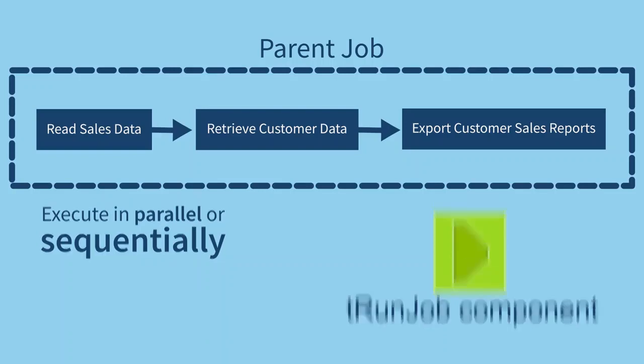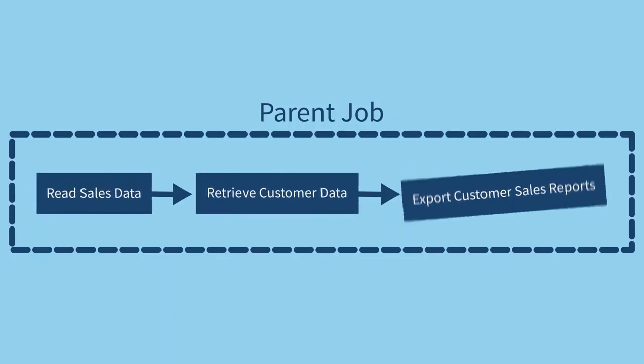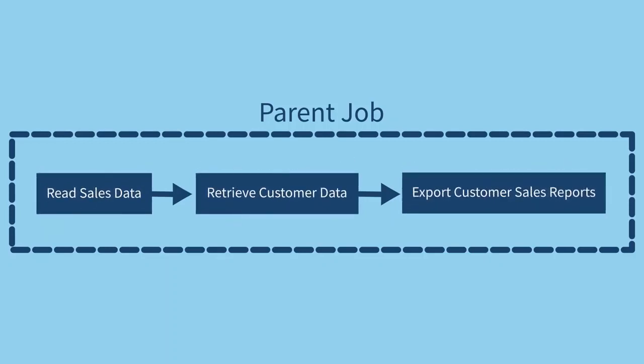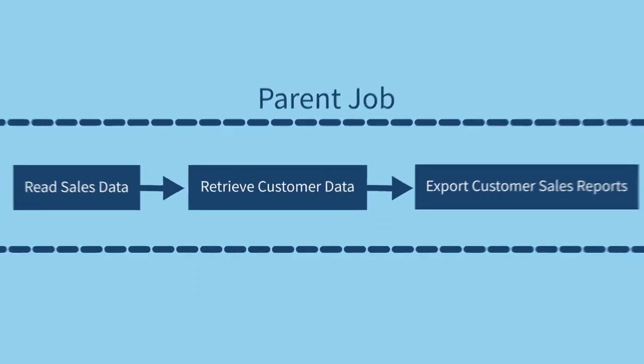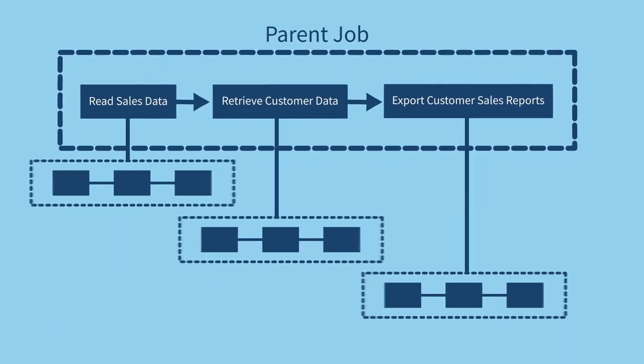In this case, we can see that the parent job was built to ensure that the child jobs are executed sequentially in the following order: read sales data, retrieve customer data, and export customer sales reports. If required, each child job can execute more child jobs, creating a nested execution structure.